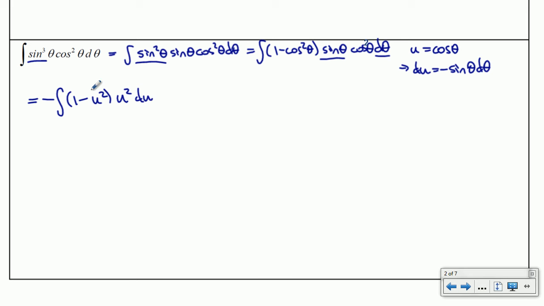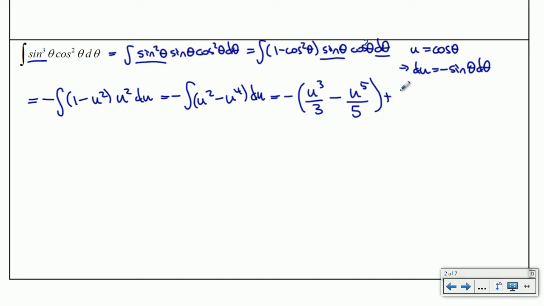And we can distribute the u squared into the brackets, so we will have u squared minus u to the 4 du. And u squared would have come from a u cubed divided by 3, and u to the 4 would have come from a u to the 5 divided by 5. And we should also add a constant. And now at this point we can sub cos theta back in for u. So we'll have negative 1/3 cos cubed theta plus 1/5 cos to the 5th theta plus c.